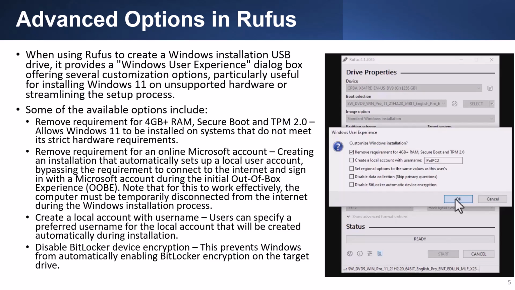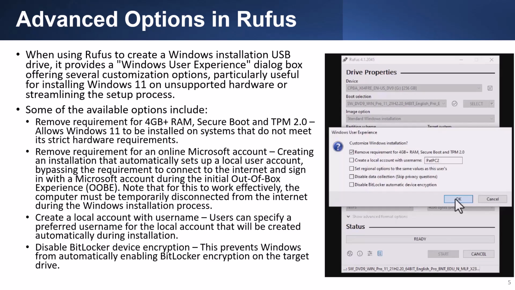When using Rufus to create a Windows installation USB drive, it provides a Windows User Experience dialog box offering several customization options, particularly useful for installing Windows 11 on unsupported hardware or streamlining the setup process. Some of the available options include: remove requirements for 4 GB or more RAM, Secure Boot, and TPM 2.0, which allows Windows 11 to be installed on a system that does not meet its strict hardware requirements.